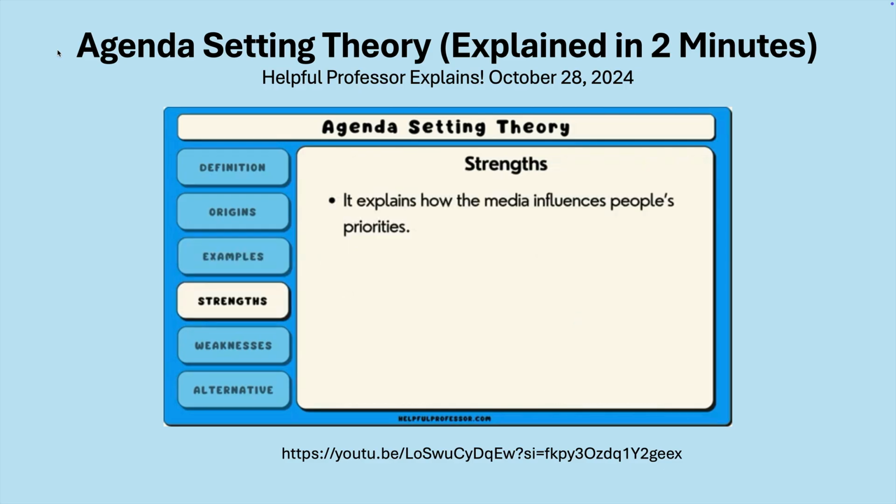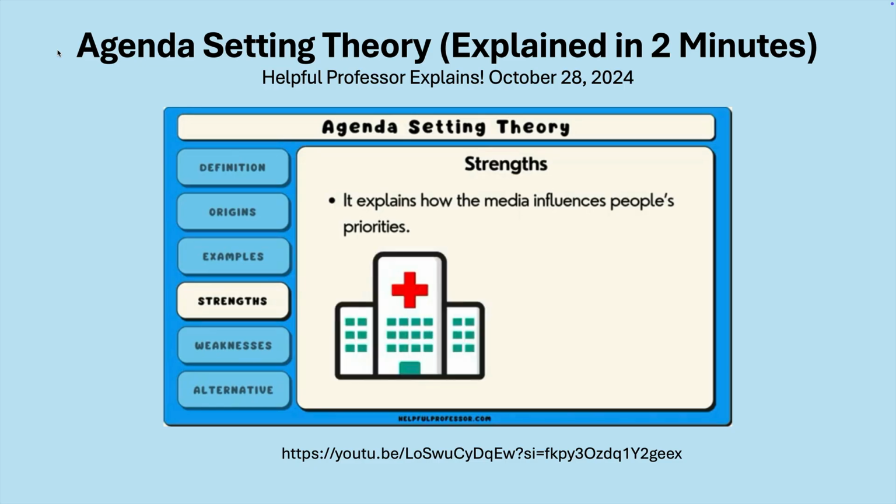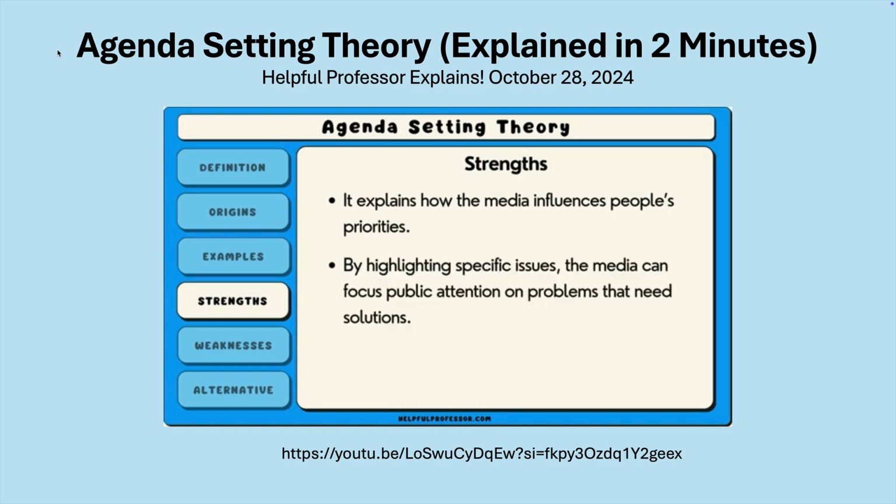One strength of agenda-setting theory is that it explains how the media influences people's priorities. It helps us understand why some issues, like healthcare or crime, are seen as more important at certain times. By highlighting specific issues, the media can focus public attention on problems that need solutions. This can lead to important discussions and even changes in policy.